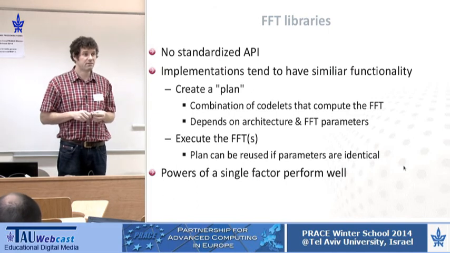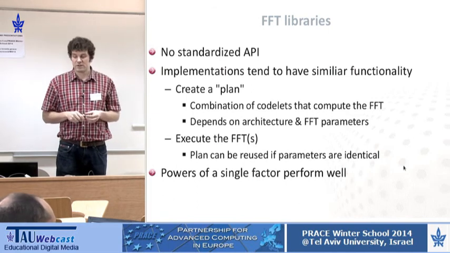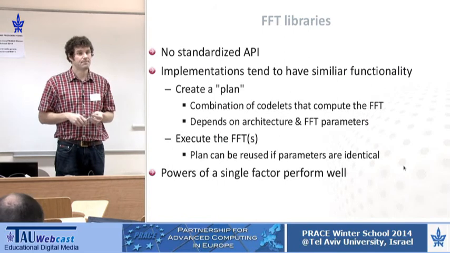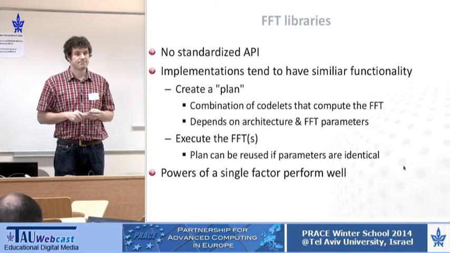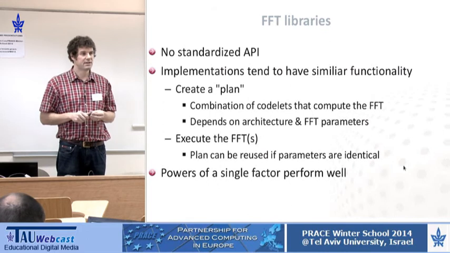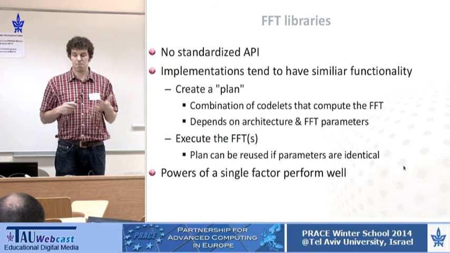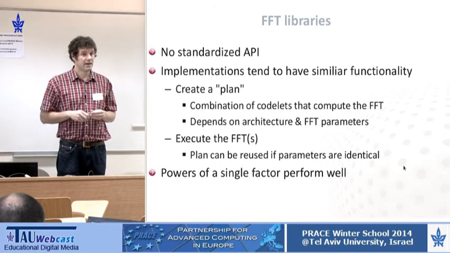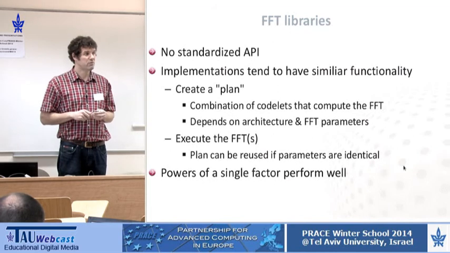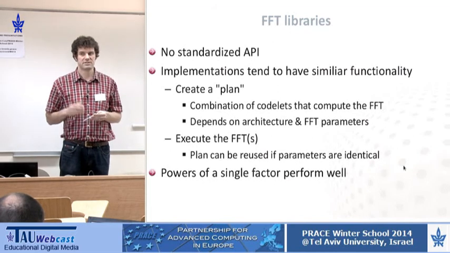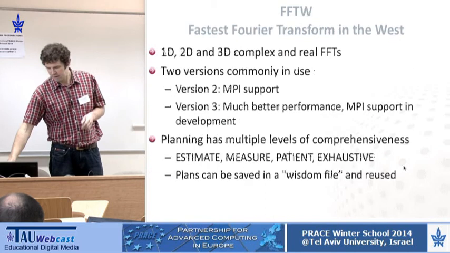Performance of FFT very often depends on the actual size of the FFT grid. And I think some libraries might even have limitations on whether you can use general numbers. But typically, if you have powers of a single factor, they work well. If you have powers of two, that's, I think, in most cases the really efficient one.